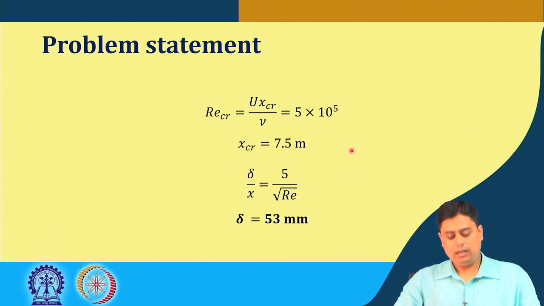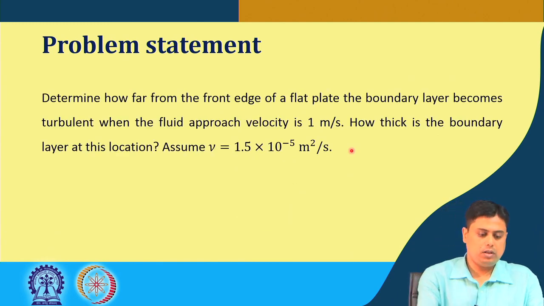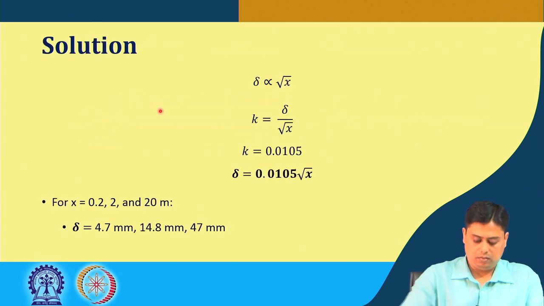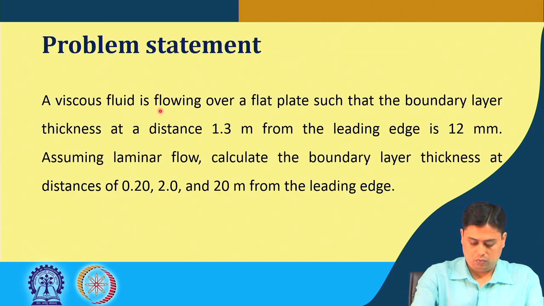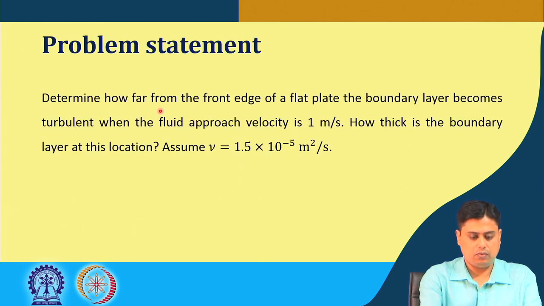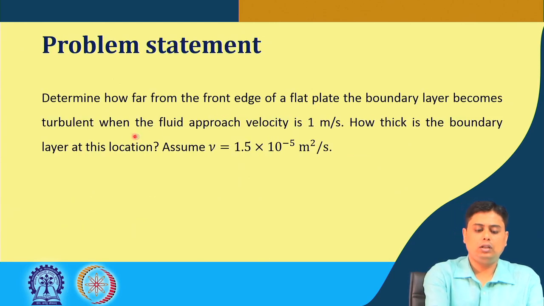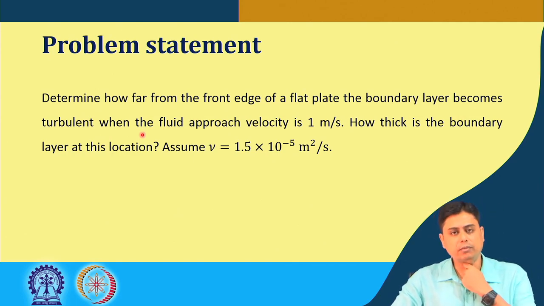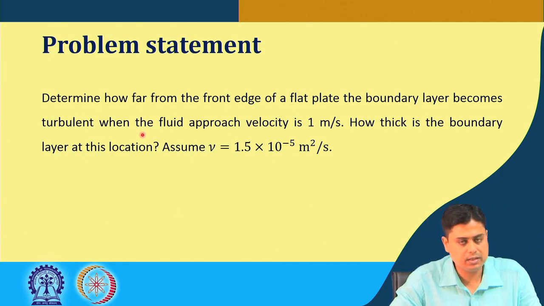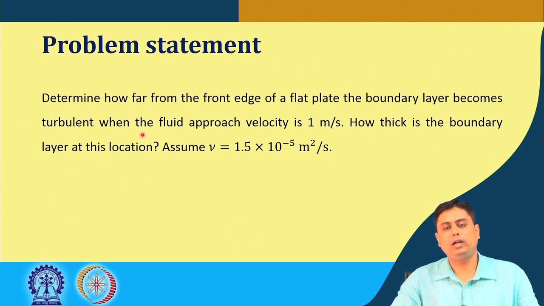So, here the question is to determine the distance at which the flow in the boundary layer becomes turbulent. Which means that we have to find out what the critical Reynolds number is.